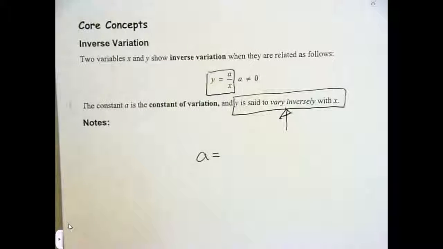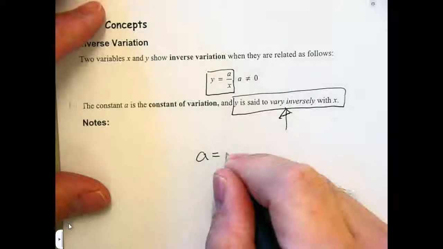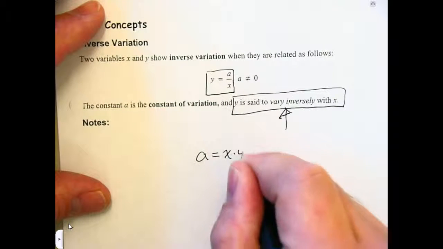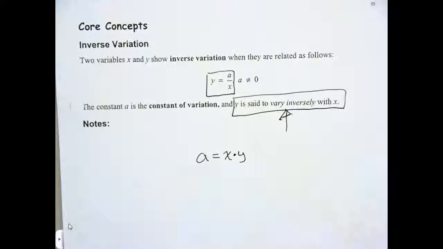What do we have? Kendall, what did you get? Good. x times y equals a. So how do you find your constant of variation? Tell your neighbor. Okay, how do you find your constant of variation? Matt? You multiply x by y.